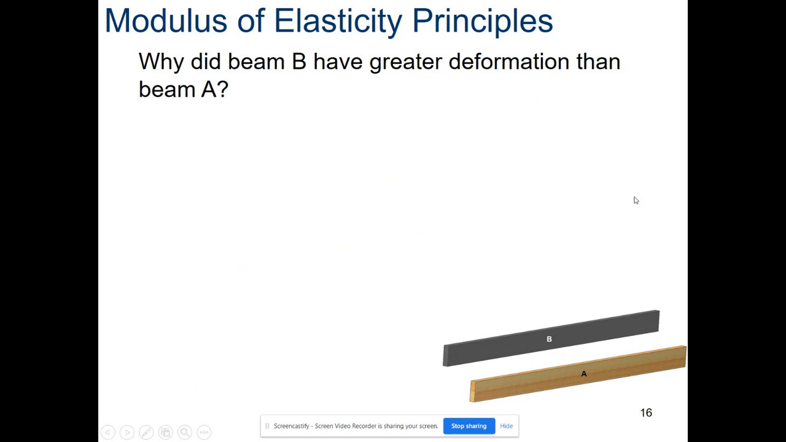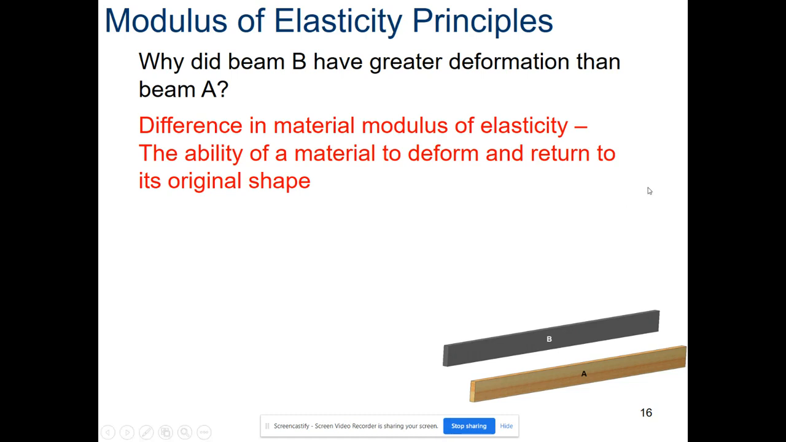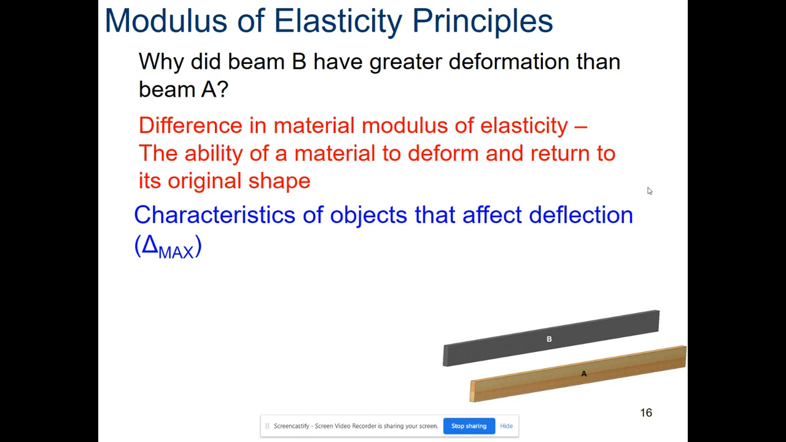And so we want to look at how we figure out how much difference there's going to be, and how we know which one's going to be more likely to deform. And so we're going to look at how you calculate modulus of elasticity, and what that represents in terms of our beam deformation.